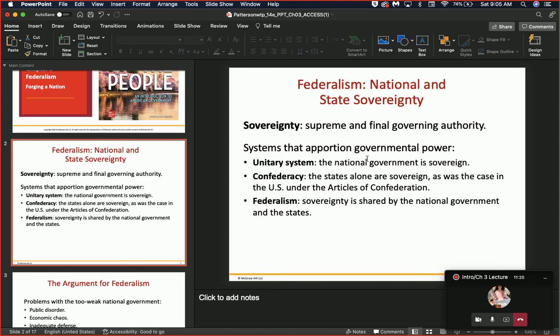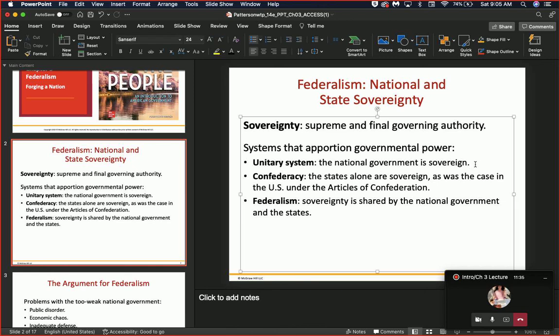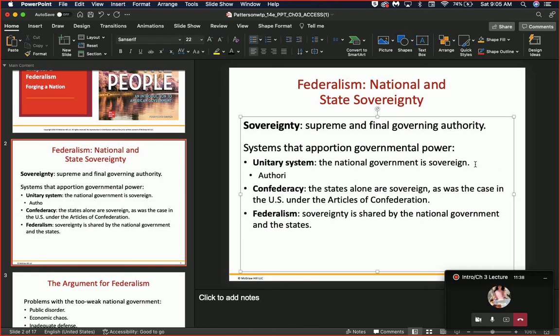So systems that apportion governmental power, meaning that they divide government power, okay? So what is the unitary system? This is where the national government is sovereign, meaning they are the complete authority. Governments you might see with this type of power: authoritarian, okay? If you see that word authoritarian, I always want you to see that A right here. Think Adolf, Adolf Hitler. He was an authoritarian dictator. Okay, so it's supreme rule.